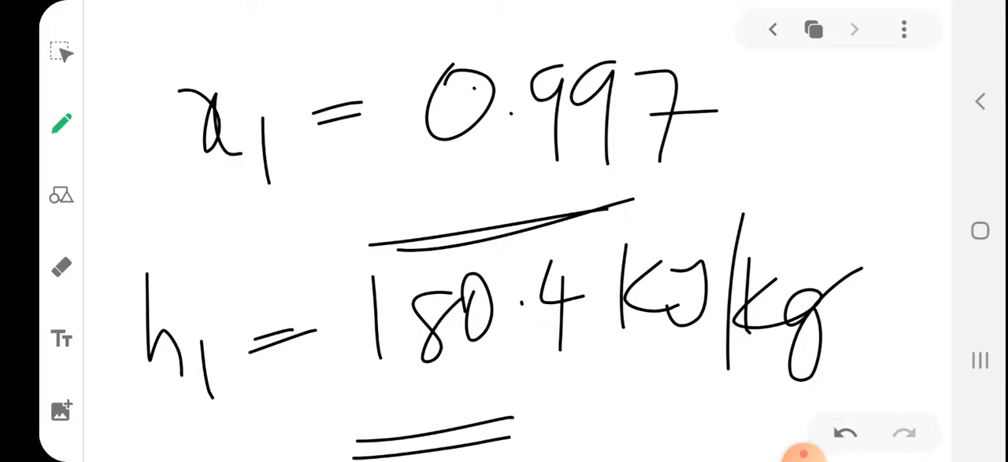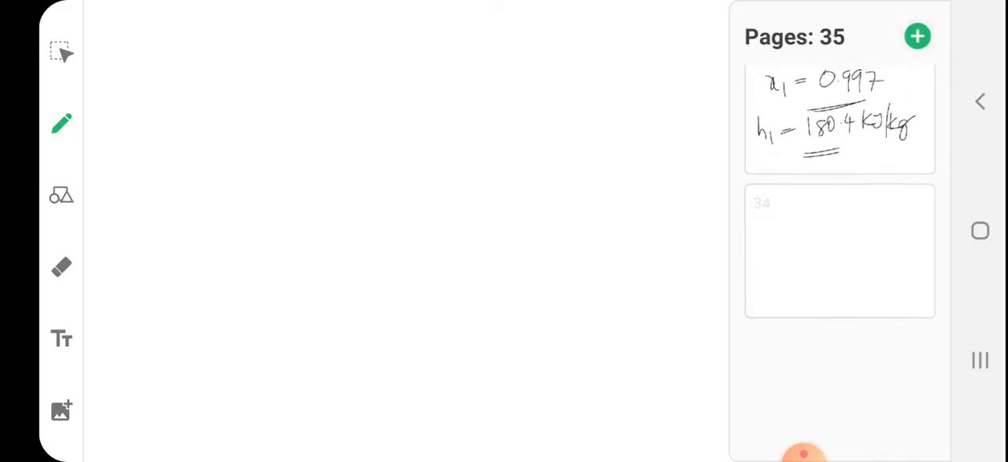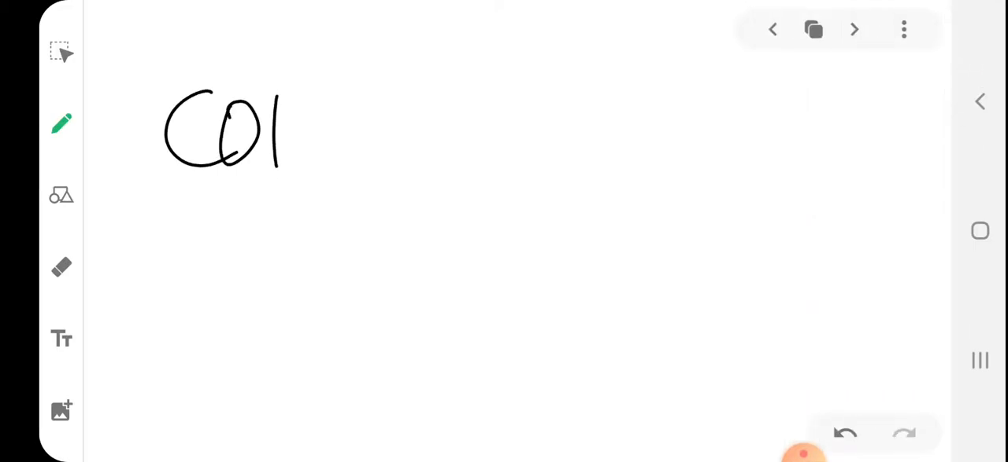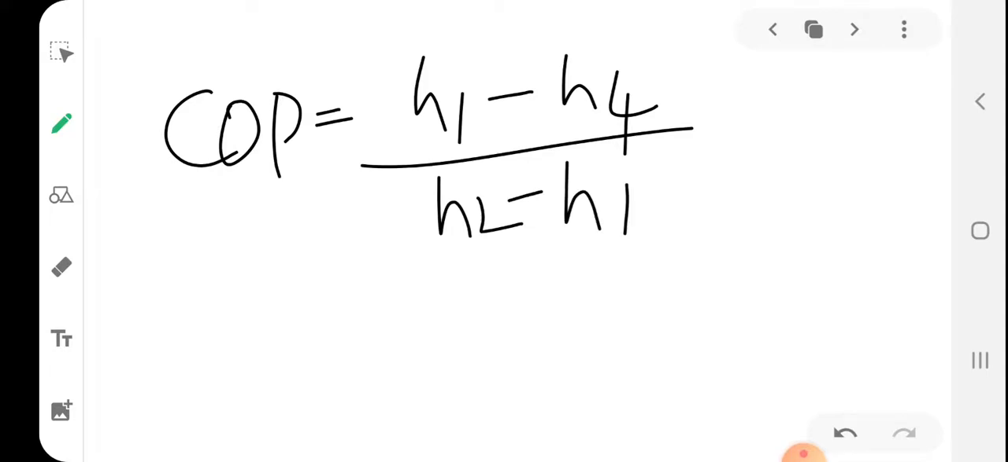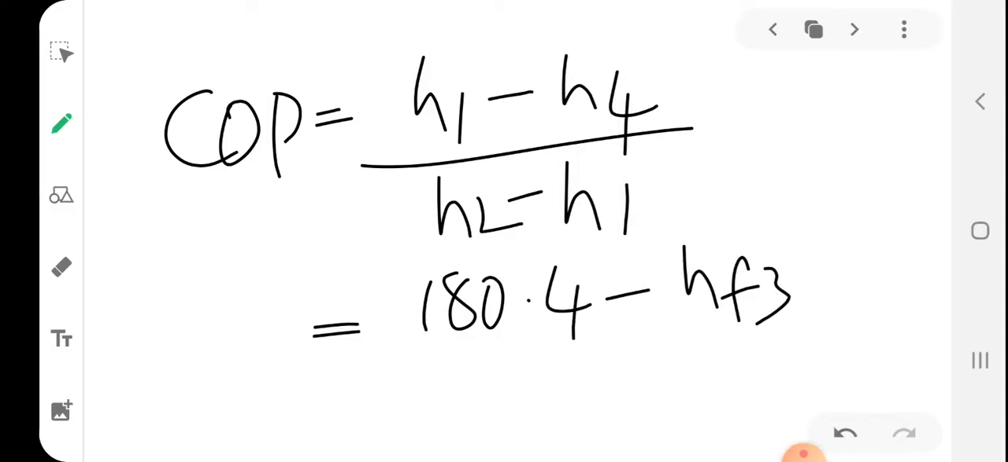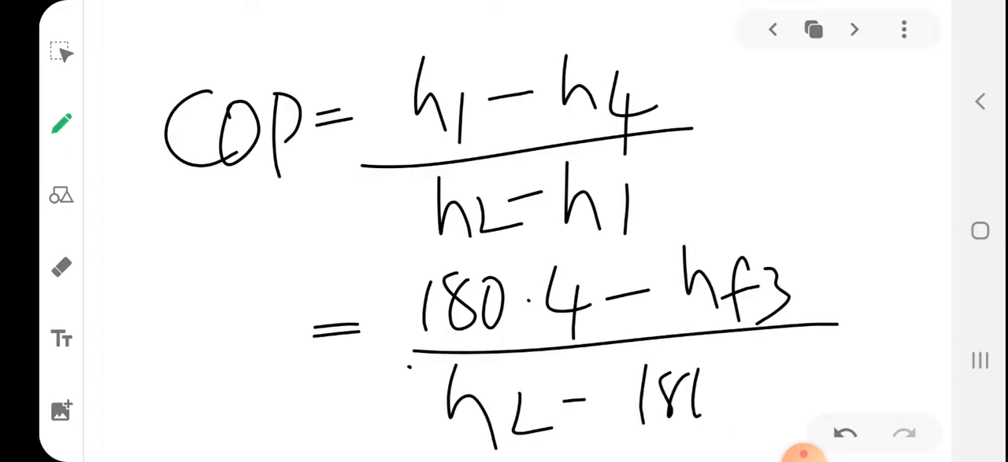And now substituting this H1 for COP. COP equal to H1 minus H4 by H2 minus H1, right? So H1 is 180.4 minus H4, which will be HF3, by H2 minus H1. H2 is unknown and H1 is 180.4.